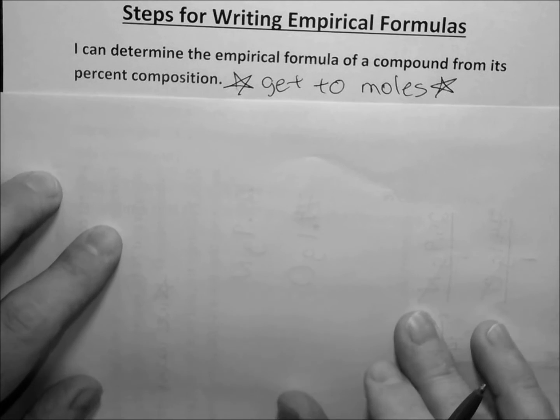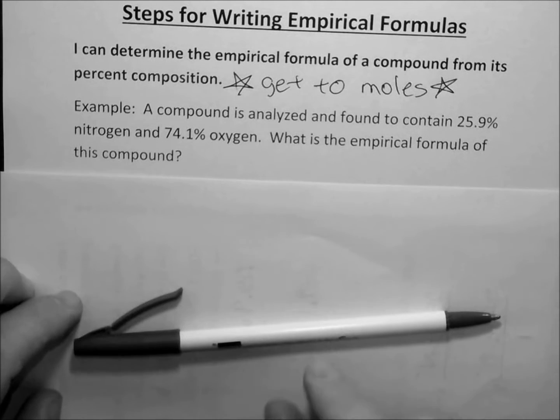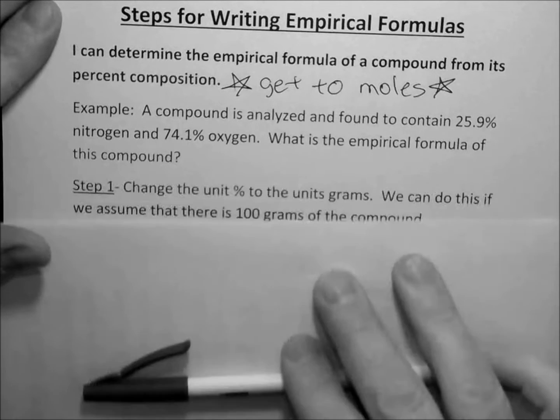Alright, so here is the example we are going to use with these steps, and we're going to go along each step and I'm going to show you what to do. Now, I'm going to tell you there's nothing hard about any of this. The hard thing is remembering the steps to take, but nothing here is confusing in the least. So the problem has 25.9% nitrogen and 74.1% oxygen. We got to figure out what the formula is.